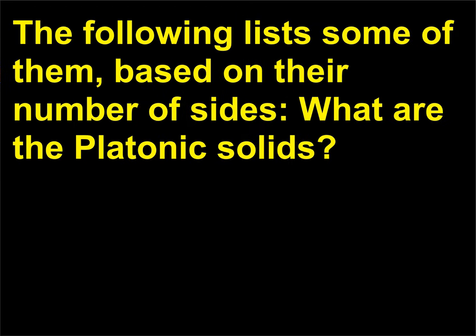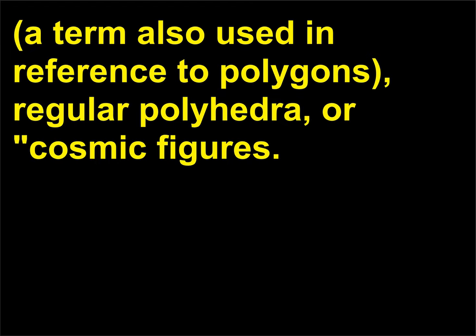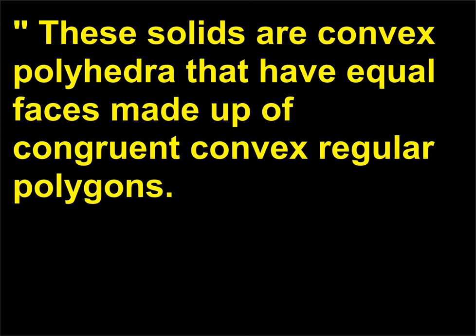The following lists some of them, based on their number of sides. What are the Platonic solids? Platonic solids are also called regular solids, regular figures, a term also used in reference to polygons, regular polyhedra, or cosmic figures. These solids are convex polyhedra that have equal faces made up of congruent convex regular polygons.